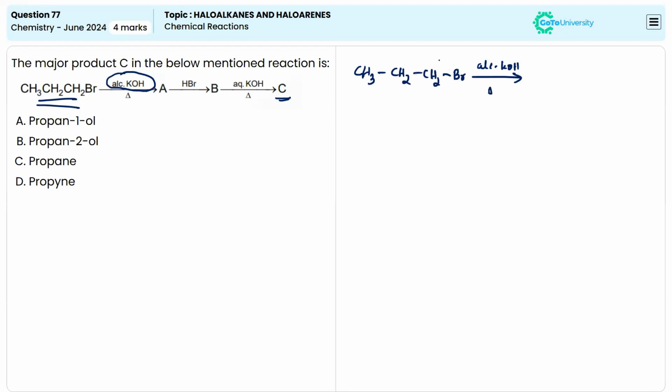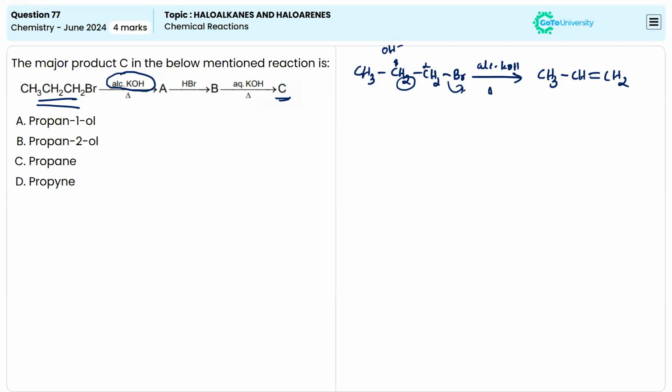So here, what is the elimination? Here this is the alpha carbon, this is the beta carbon. Between the alpha and beta carbon, there will be a double bond formation, right? This is the elimination reaction. So one hydrogen will be abstracted from the beta carbon by the OH minus ions and this bromine will also leave. So this is an example of dehydrohalogenation.